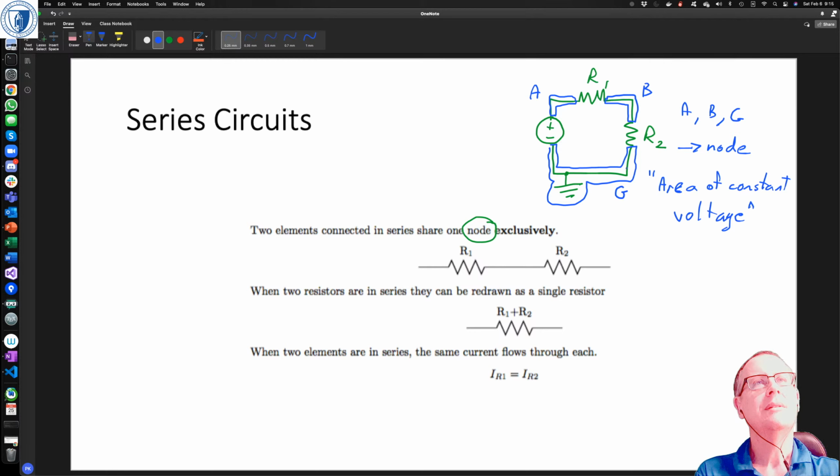The voltage on node G is constant, and because I've drawn this circuit element here, it means that the voltage at node G is at ground, right? And it means that the voltage there is zero by definition.